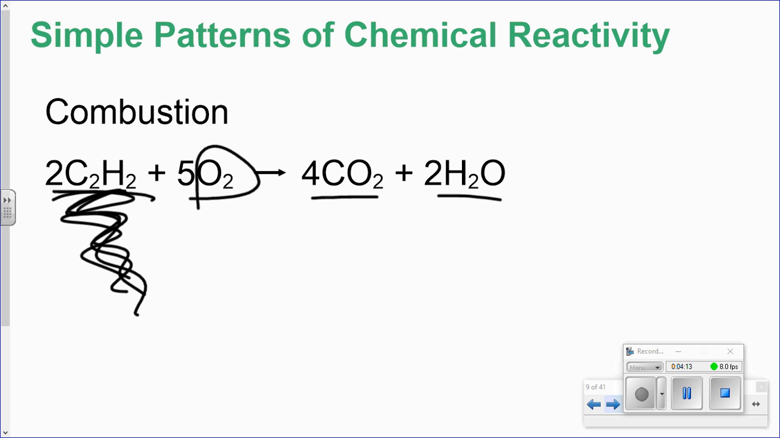This is a hydrocarbon, and you react that with oxygen. Oxygen always has to be here. No big deal about that. You'll get CO2 and H2O. Okay, that's combustion. That pattern is pretty standard.